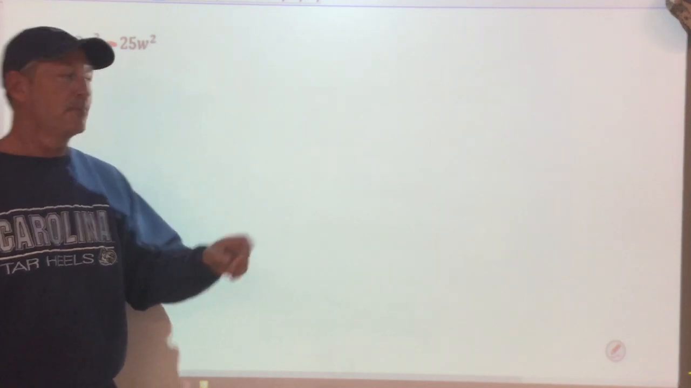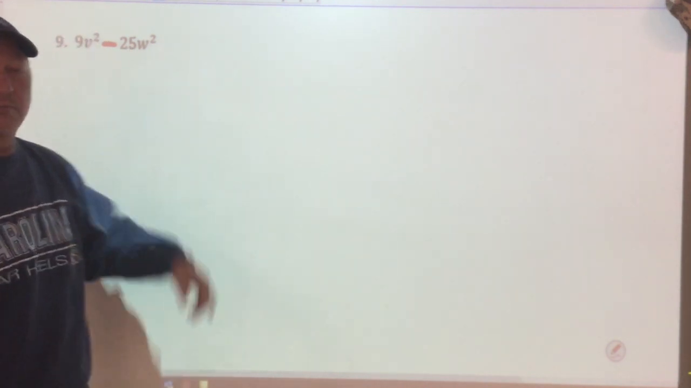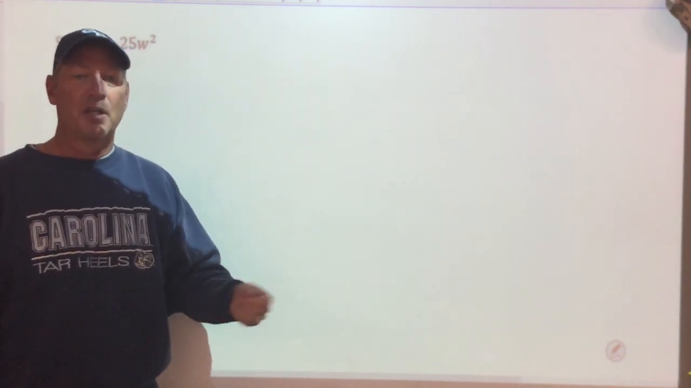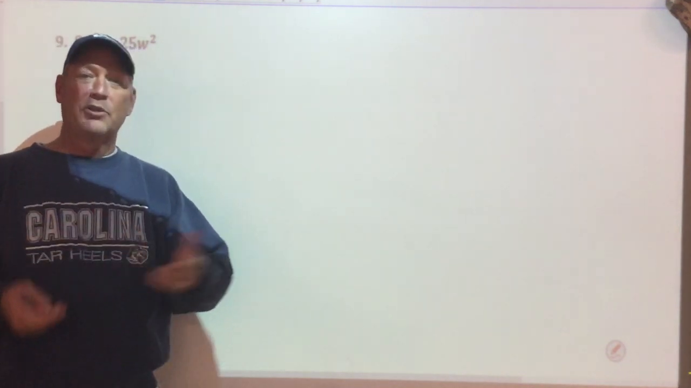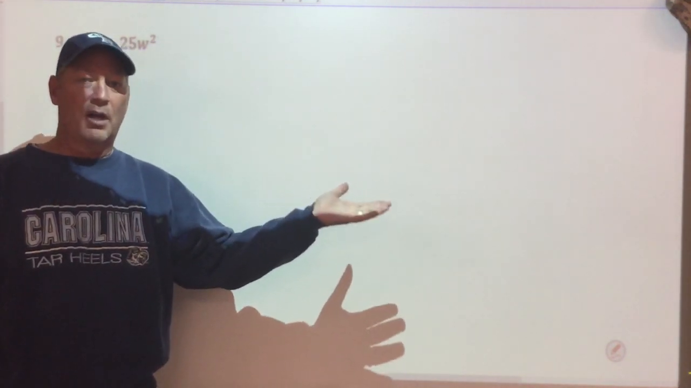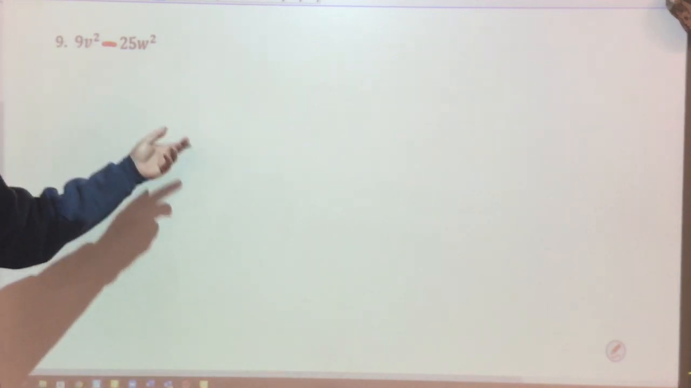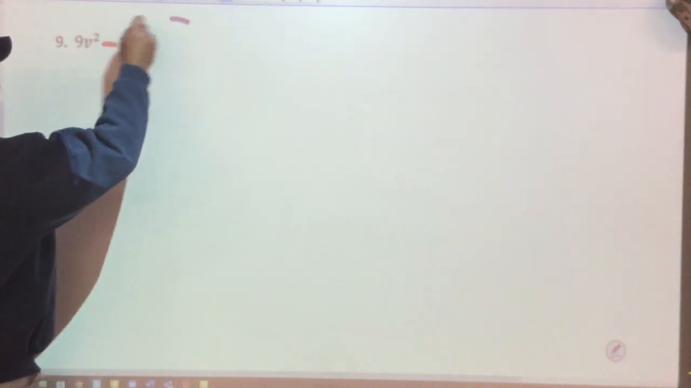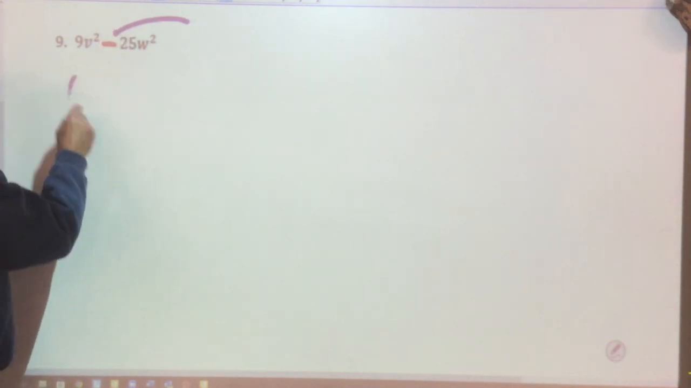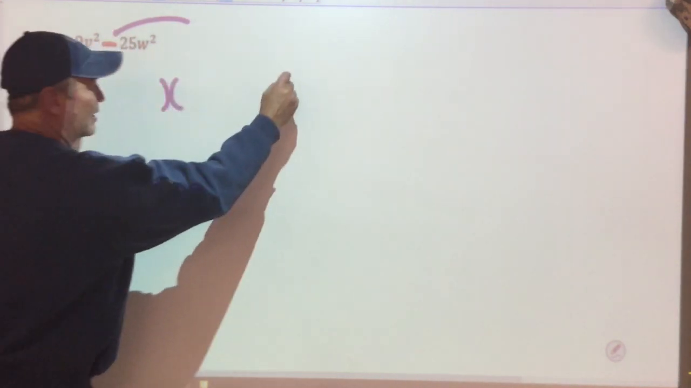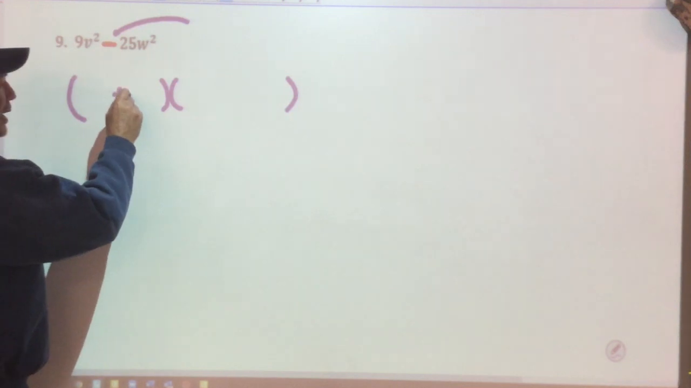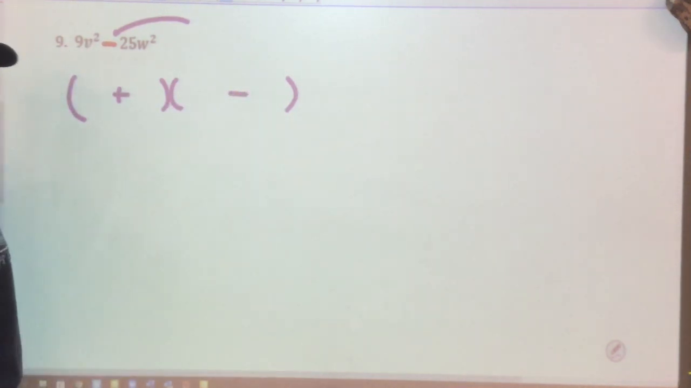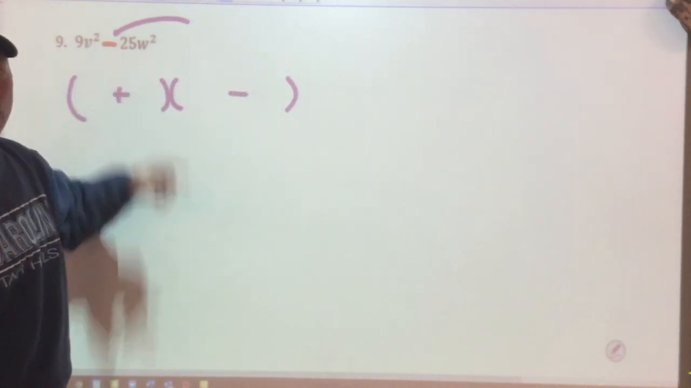3 times 3. Is 25 a square? Sure, it's 5 times 5. You know V squared is, and you know W squared is, it's obvious. So we're going to think this is the difference of 2 squares. When we look at this, we notice that the sign is a minus. Since it's a minus, we know the signs have to be different. One has to be plus and one has to be minus, because that's the only way you can get a negative.